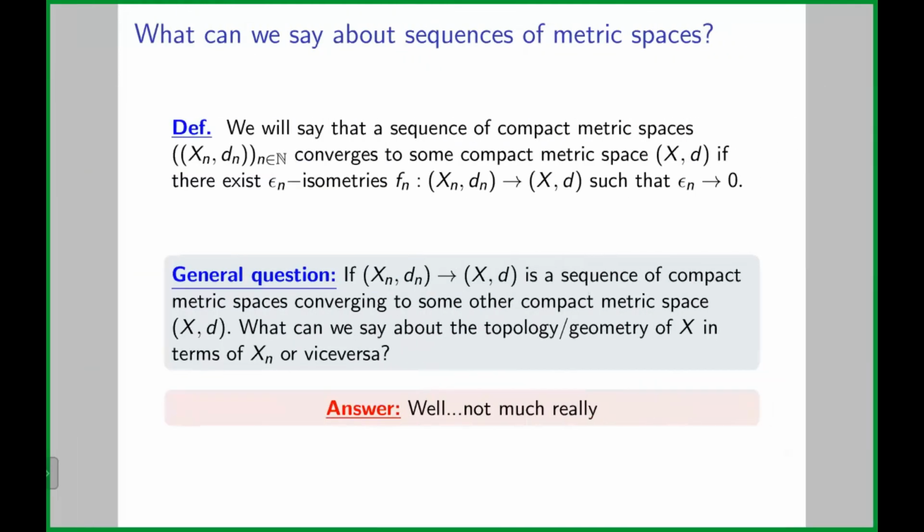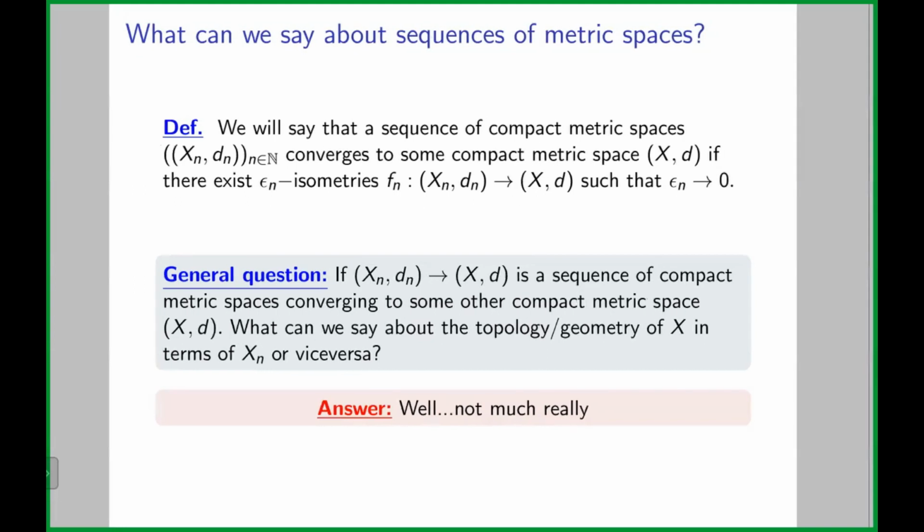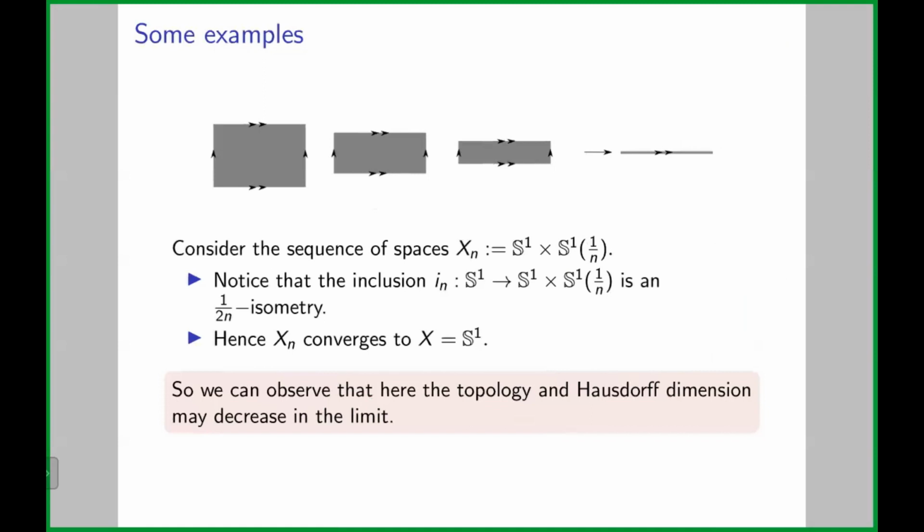We have something. And well, the answer is that, well, not much really. Some things can happen, and let's see some examples. The first one, consider a sequence of spaces Xn, which are just tori, such that one of the components is getting thinner and thinner. Just look at the picture. You take the squares identified and you make one of the sides shorter and shorter. And intuitively, you converge to S1.